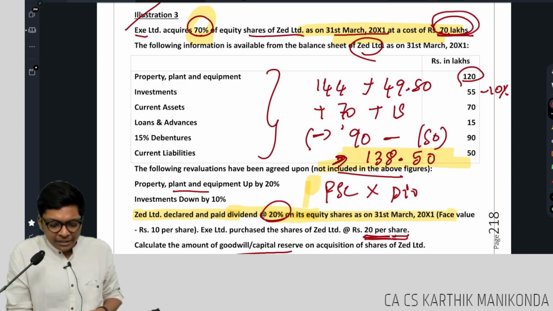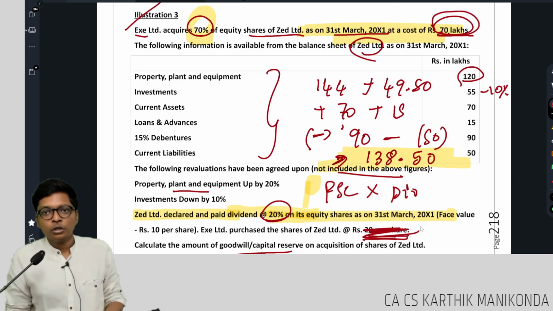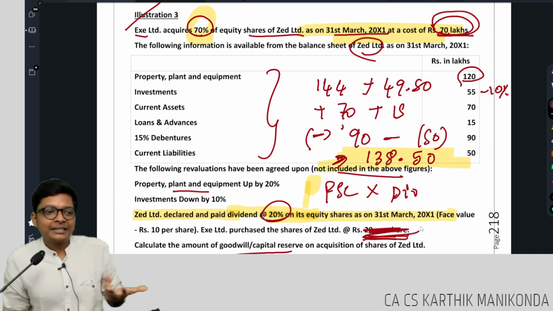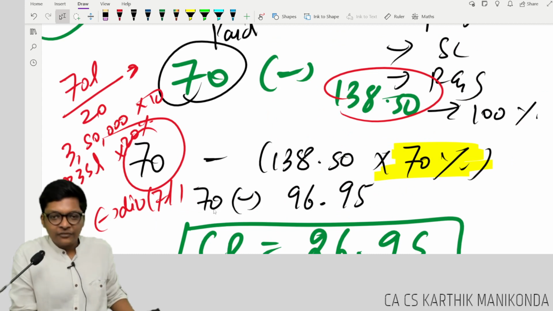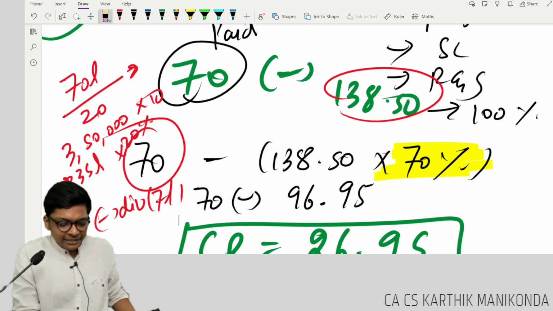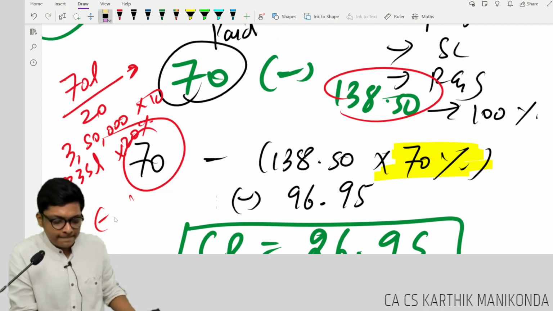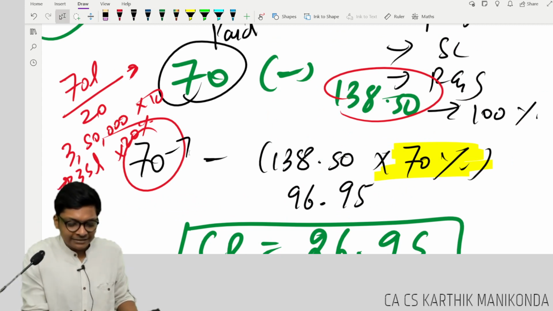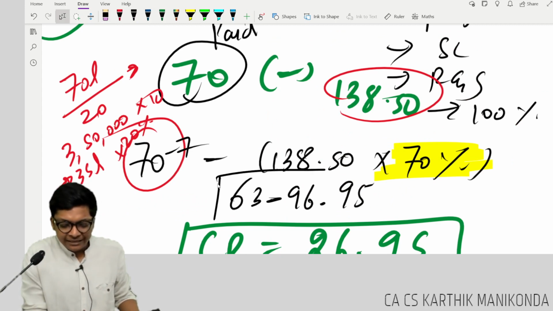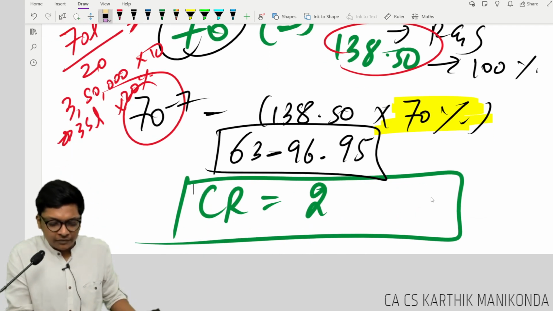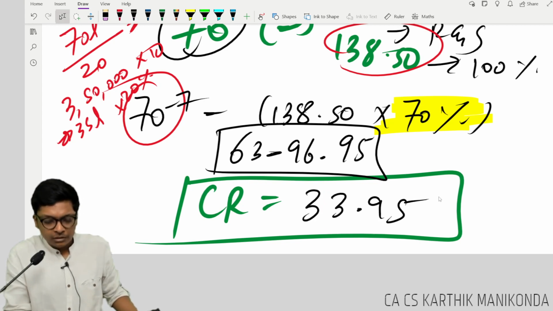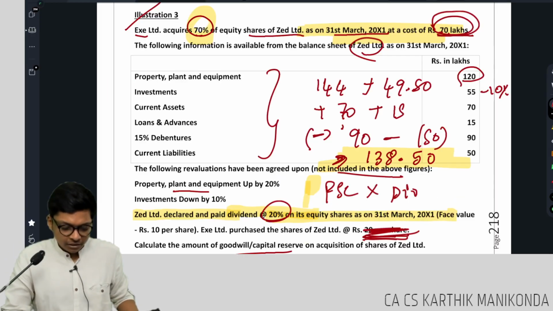What if that per share value is not given? You will assume it to be 10 face value. Okay. Fine. So you will get dividend of 7. So 70 minus 7 is how much, guys? 70 minus 7 is 63 lakhs, minus 29.05. If you compare, what will be your capital reserve? 33.95.